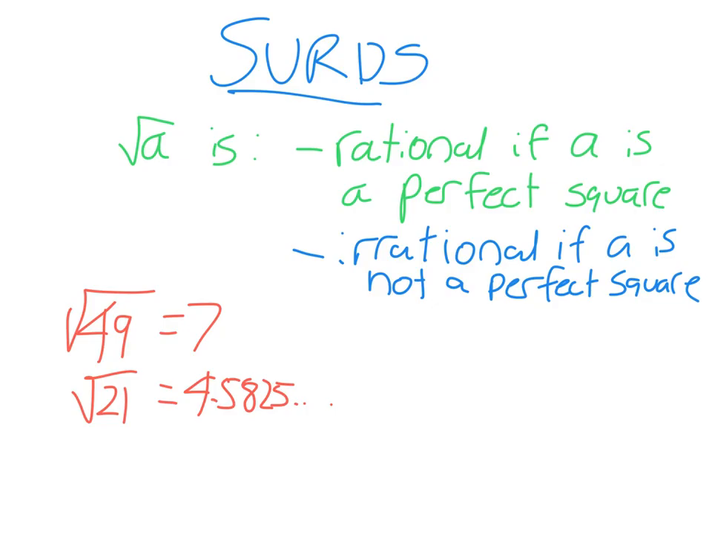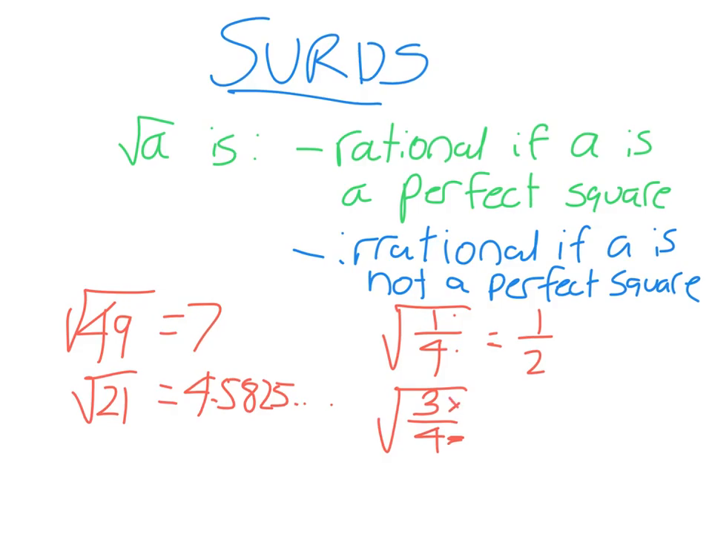Similarly for fractions, the square root of a fraction will be rational if both the numerator and denominator are perfect squares. So the square root of a quarter is rational because 1 is a perfect square and 4 is a perfect square; this just equals a half. But the square root of, say, 3 over 4 is not rational. It is irrational because even though 4 is a perfect square, 3 is not. All right? Fantastic. So I just want to explain one more property of real numbers and then we're done. So again, copy this slide down if you want.